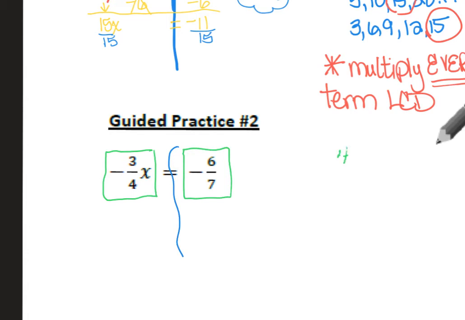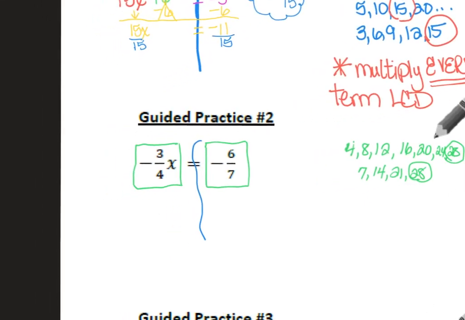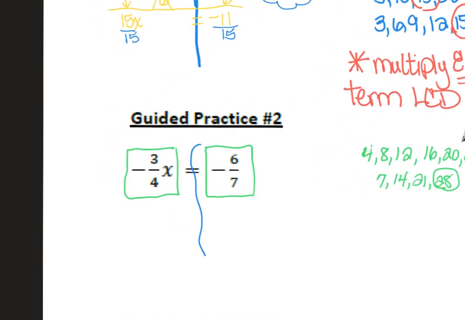Well, I have multiples of 4. 4, 8, 12, 16, 20, 24, 28. And then I look at 7, and I have multiples of 7, 7, 14, 21, 28. So the smallest number that they both have in common is 28. So I'm going to multiply both terms, because we're fair in math, both sides, by 28.